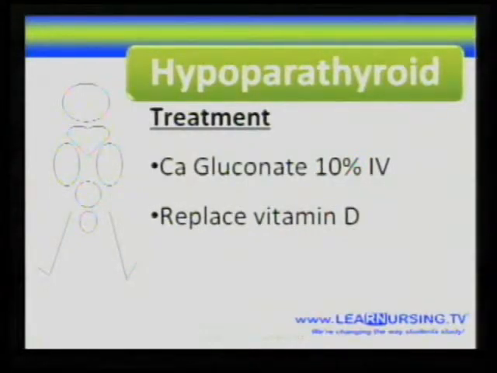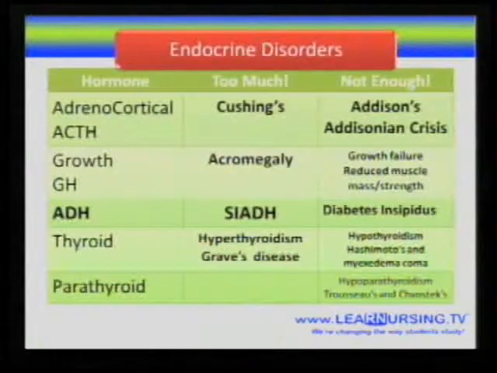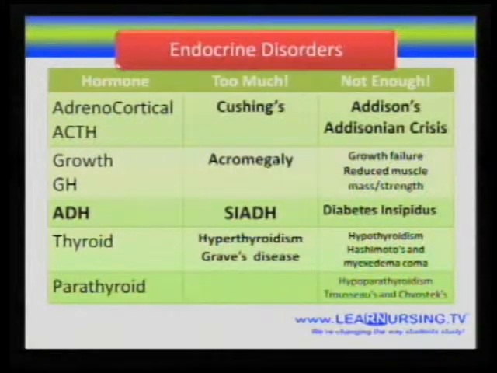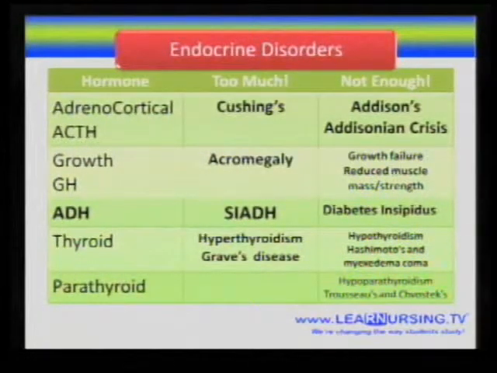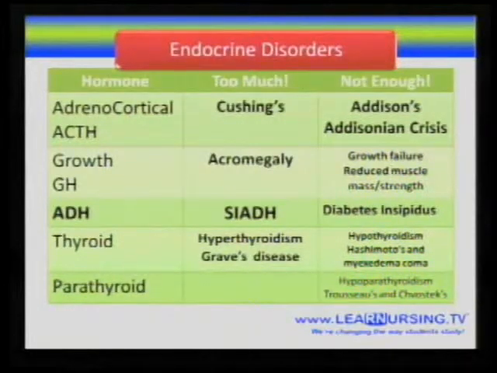So that's the treatment for it. All right, you are filling in. We've only got one blank left after you fill this one in. So under parathyroid hormone, if you don't have enough, we're looking at your chart again. If you don't have enough, you have hypoparathyroidism. And the keys you want to link to this, Trousseau's and Chvostek's, you got it.